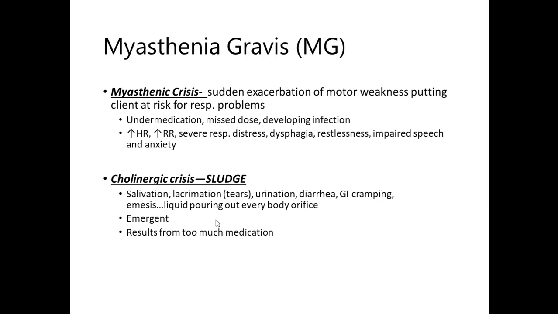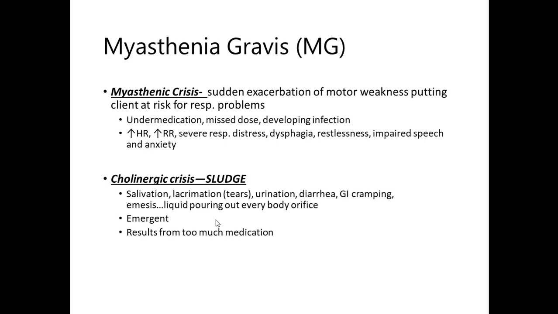Myasthenic crisis is just a sudden exacerbation of the motor weakness, which really puts them at a huge risk for respiratory problems. If they're not taking their meds as prescribed and they're under medicated, maybe they missed a dose, or maybe they have an infection brewing, that is when we're going to see this. Their heart rate is going to elevate, their respiratory rate is going to elevate. They're going to have severe respiratory distress, dysphagia, restlessness. They're going to be anxious.